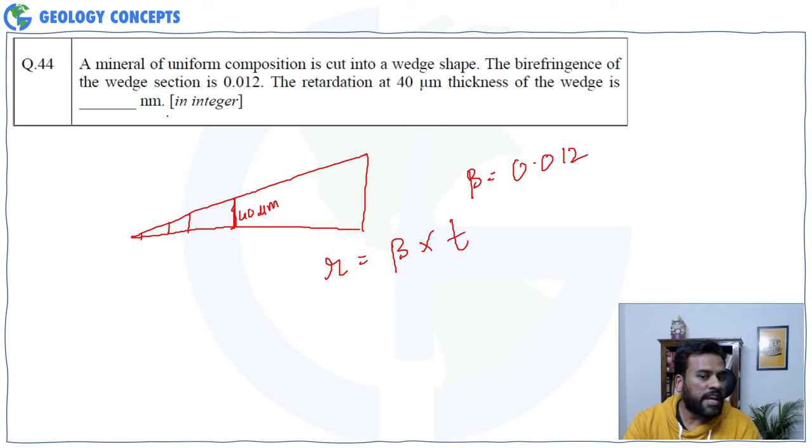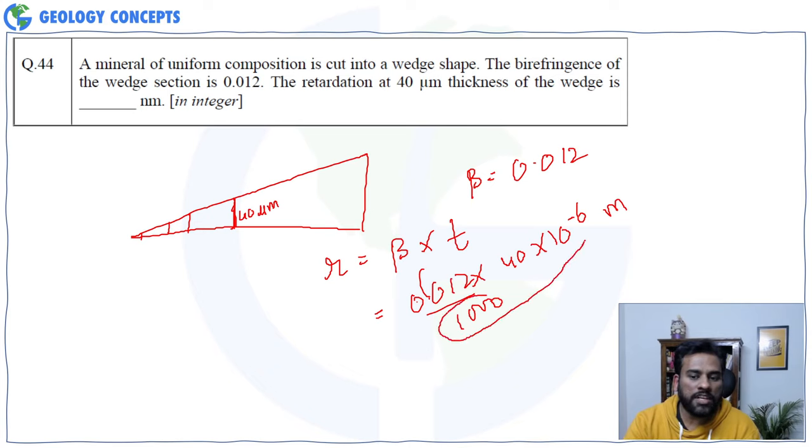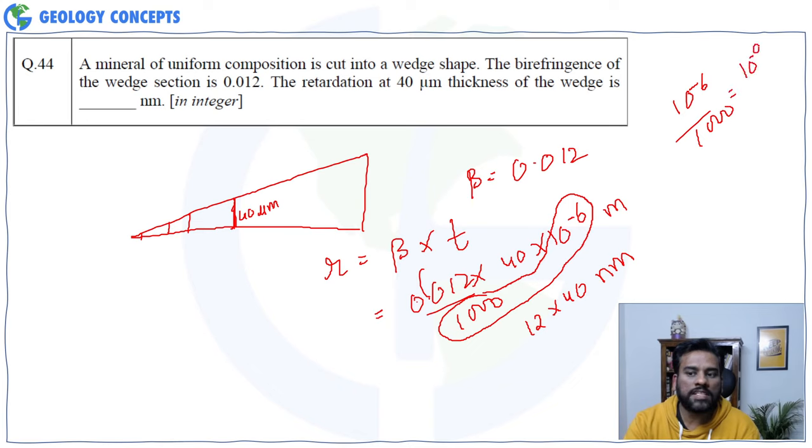But it is asking you retardation in nanometers. So let's see. It is 0.012 into 40 into 10 to the power minus 6, right, meters. Now I can remove this point and this becomes 1000. Now this 10 to power minus 6 divided by 1000 is 10 to power minus 9, which is nano. So I can write this as 12 into 40 nanometers. From here I get 12 and 40, so this becomes 480 nanometers. So the answer here will be 480. The retardation will be 480 nanometers.